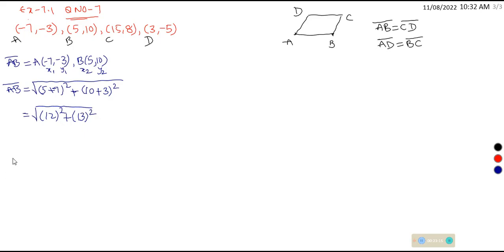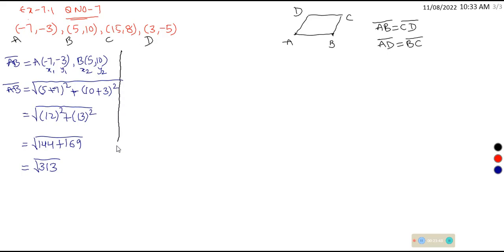Now, 12 square is 144 and 13 square is 169. So 144 plus 169 will be 313, right? Root 313 units. This is the AB distance. This AB distance should be equal to CD.